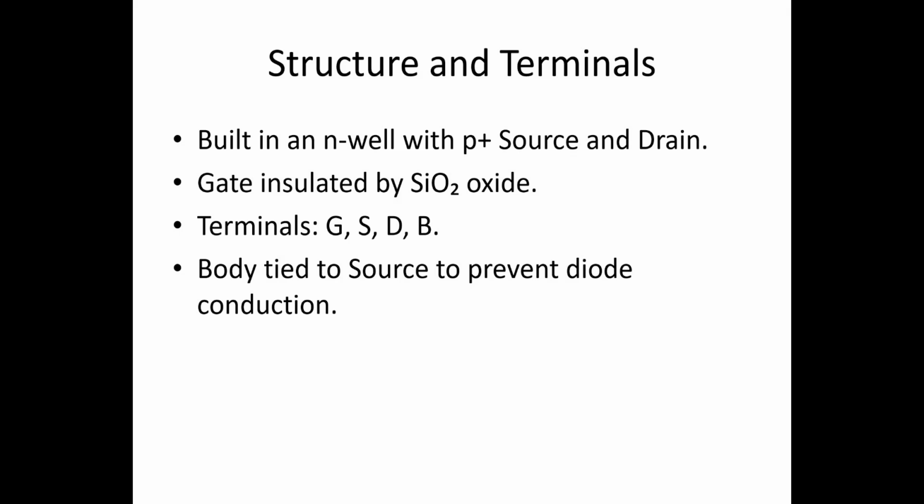We have four terminals: gate G, source S, drain D, body B. Usually, we connect body to source to avoid the body diode turning on.